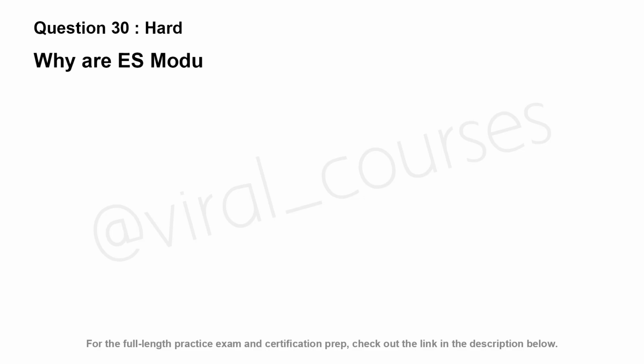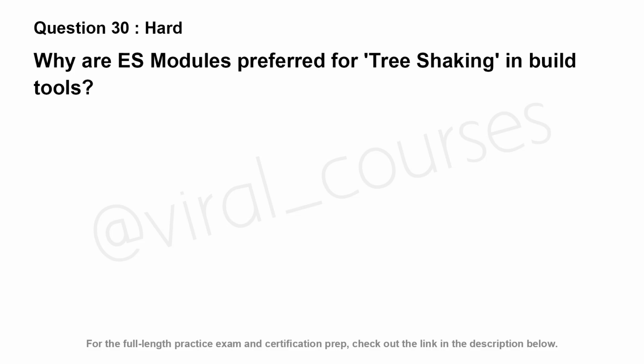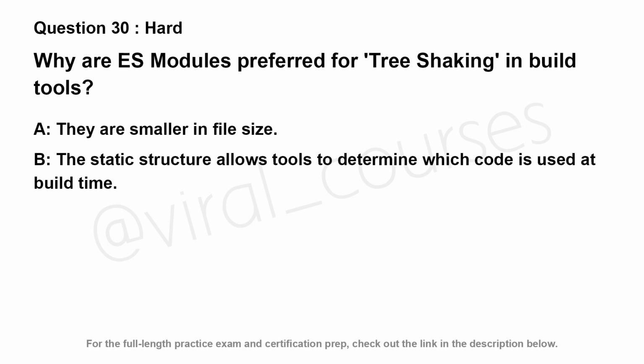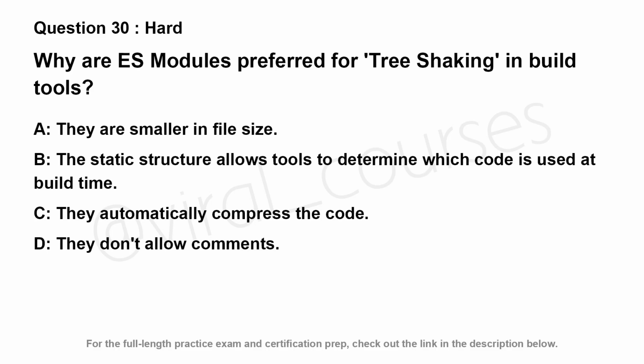Why are ES modules preferred for tree shaking in build tools? Option A. They are smaller in file size. Option B. The static structure allows tools to determine which code is used at build time. Option C. They automatically compress the code. Option D. They don't allow comments.